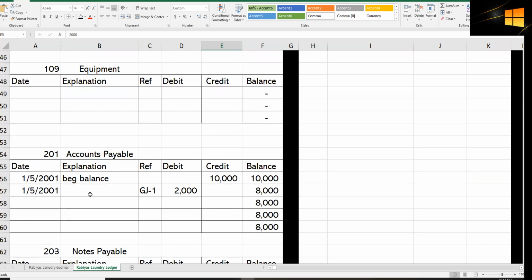Now, let us talk about accounts payable. Accounts payable is a liability. Therefore, all liabilities, credit balance siya, right? So, dito, meron siyang beginning balance.